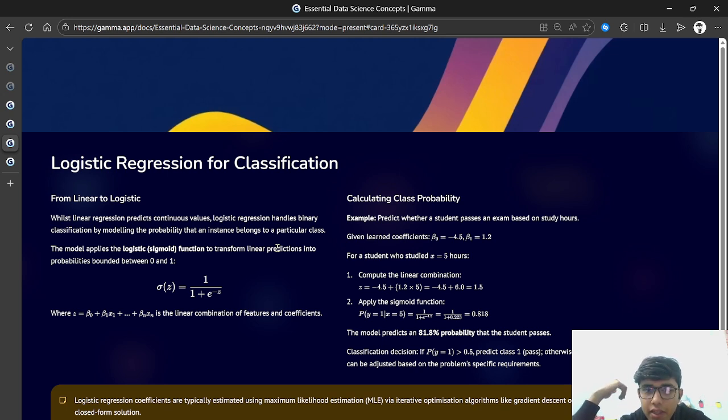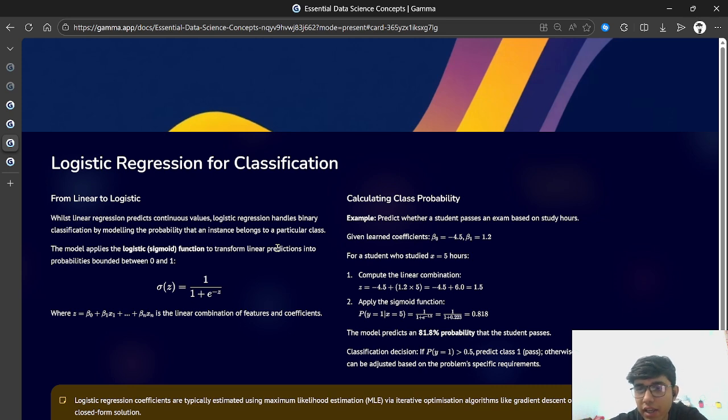So that is given by the expression P of y equal to 1 given x equal to 5, which is 1 upon 1 plus e to the power of minus z. Here z is 1.5, and thus we calculate the probability as 0.818. That is, the model predicts an 81.8% probability that the student shall pass. If the probability of any given output is greater than 0.5, then the model predicts class 1, that is pass. That means the student shall pass.